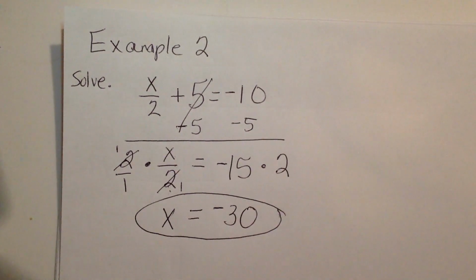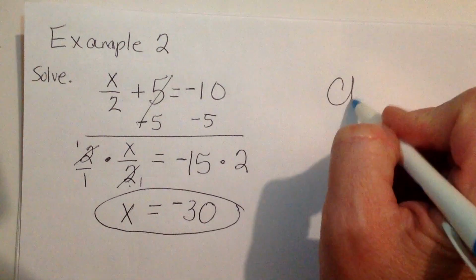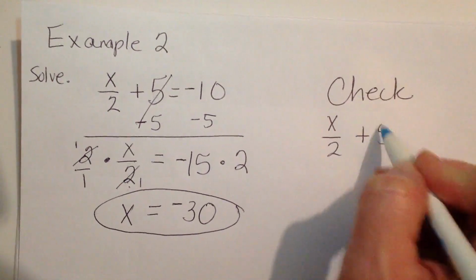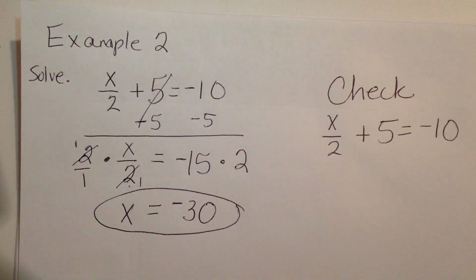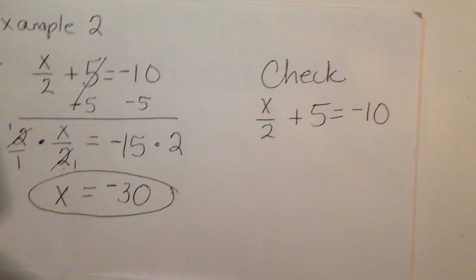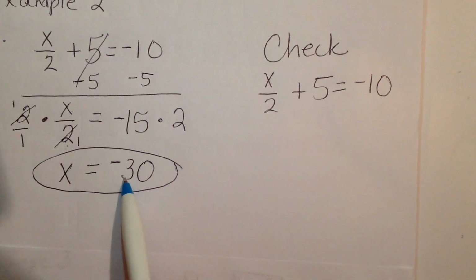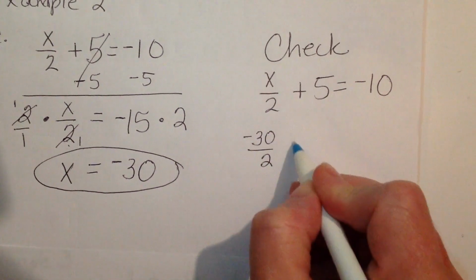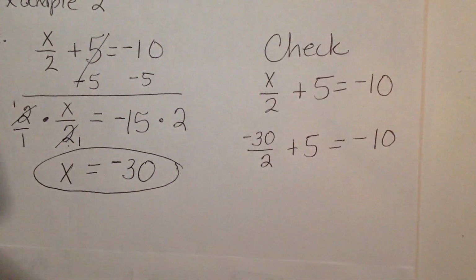I'm going to circle my answer for example number 2. Let's check our answer. To check, take the original problem and substitute your answer in for x. And we're going to see if the left side equals the right side. So I'm going to substitute in negative 30 in for x. Negative 30 divided by 2 plus 5, does that equal negative 10? That's our question.